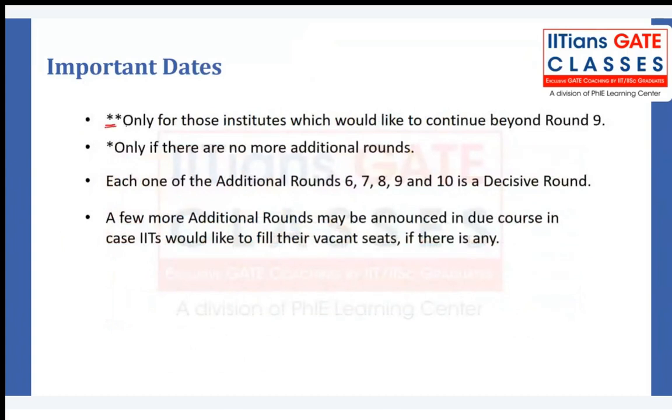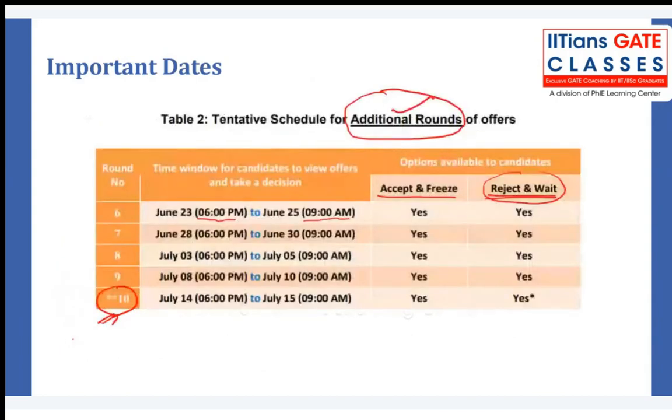So what is the meaning of double star here? Only for those institutes which would like to continue beyond round 9. I think till round 9, everything should be concluded. But if any IITs have some vacant seats, they might conduct these additional rounds. So a few more additional rounds may be announced in due course in IITs. So you have to also wait for a spot round. That is known as spot round, because that is beyond 10th, beyond 9th, right?